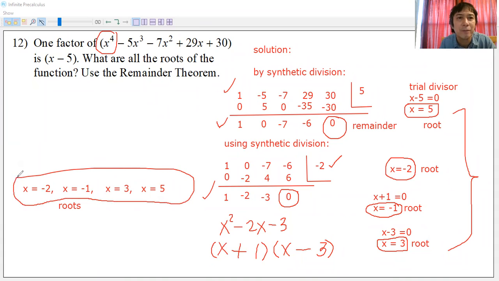We shall check and verify. There you are. X equals negative 2, x equals negative 1, x equals 3, x equals 5. And so we have the answers here. This is the computer's confirmation.